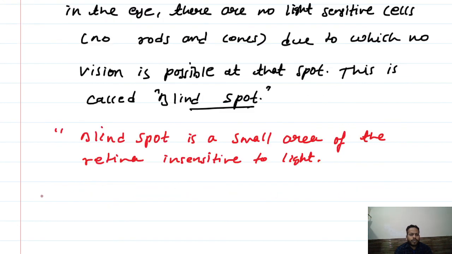Okay, next to this we can write another point, the ninth point. The space between cornea and the eye lens is filled with a watery liquid called aqueous humor.